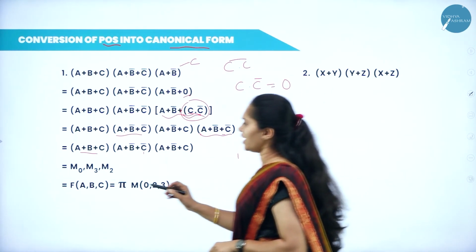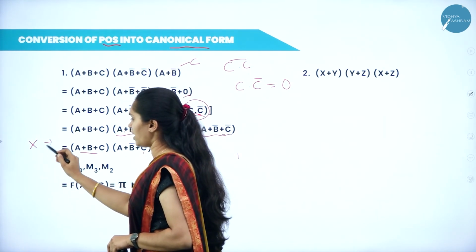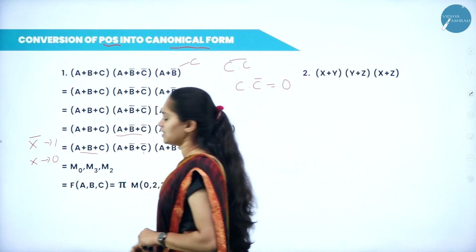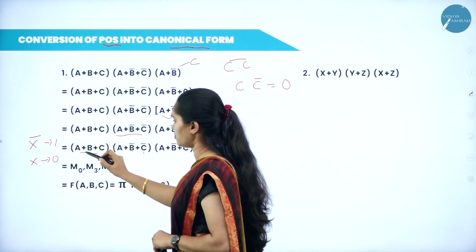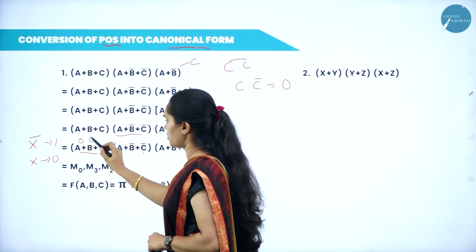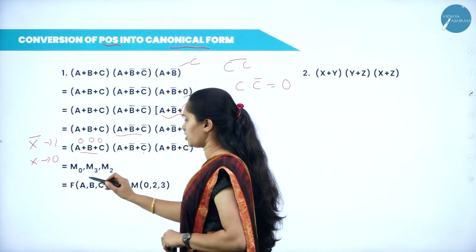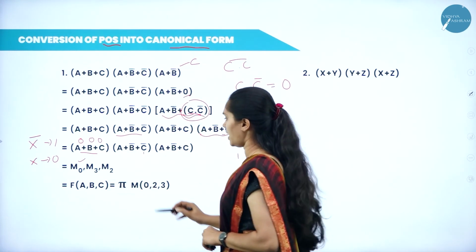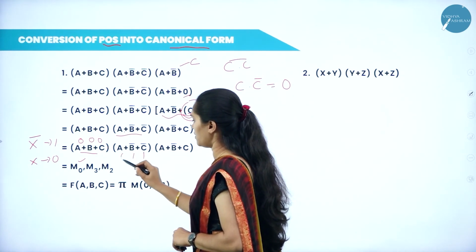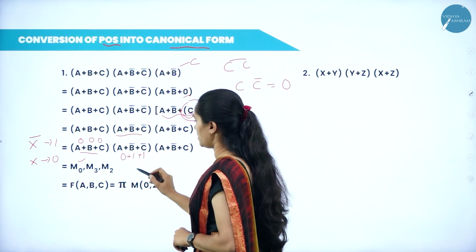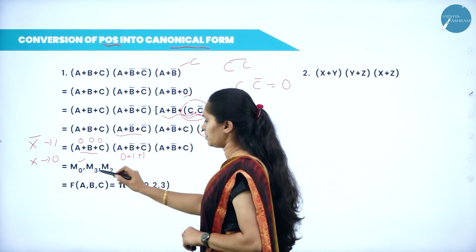Already we know that if it is complement, that is 1. If it is a normal variable, that is 0. So A plus B plus C, in the place of A, B, C, I am just going to write 0. So 0 plus 0 plus 0, it will be 0. Then A plus B bar plus C bar. So here 1, 1, it will be 3. 2 plus 1, it will be 3.